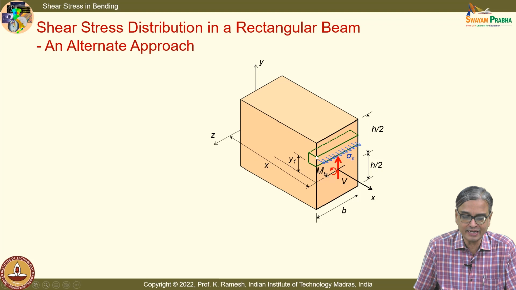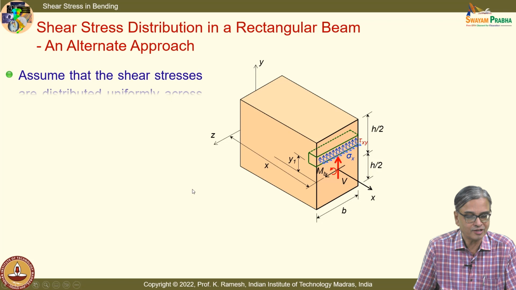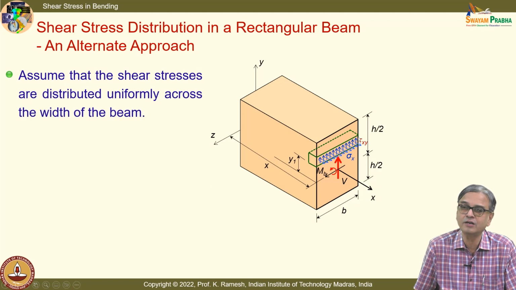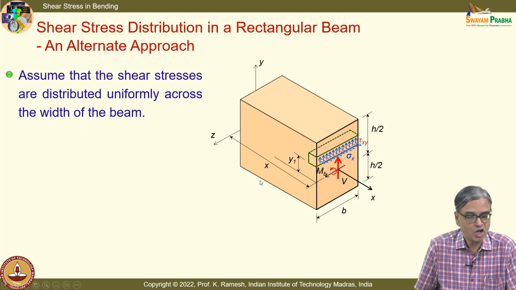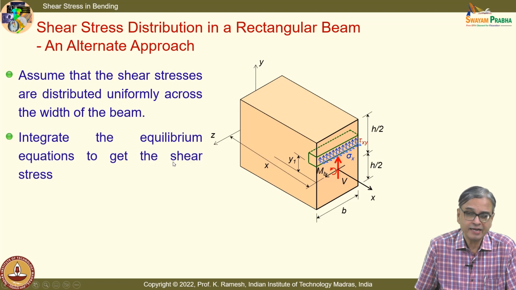So, I have an element taken out, it has a bending stress sigma x, and we all know that you have shear stress acting on the surface like this. The idea is how to get the expression for tau xy. And you make an assumption, and we have also determined it like this: the shear stresses are distributed uniformly across the width of the beam. Fine. And you can get the expression by integrating the equilibrium equations.